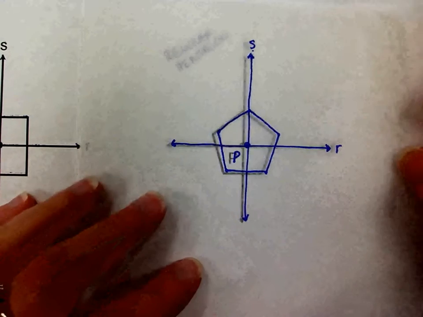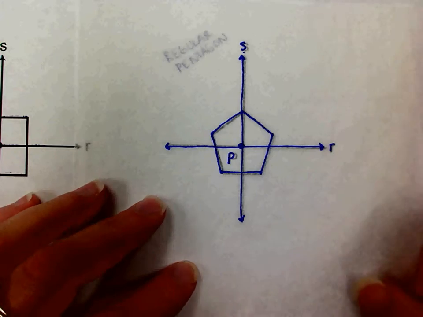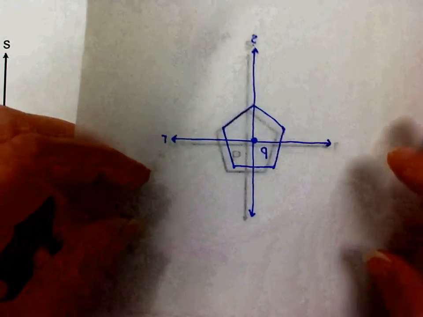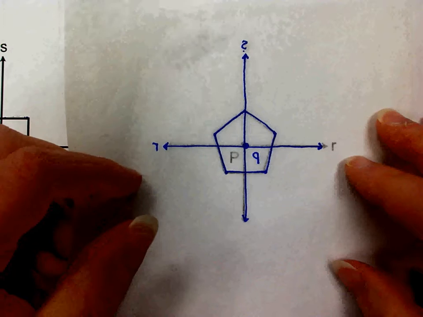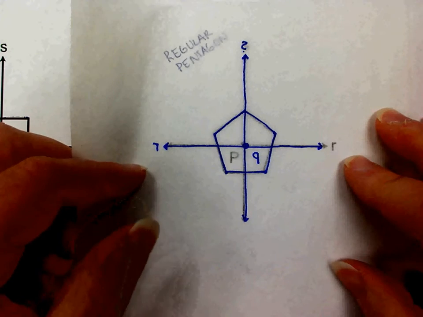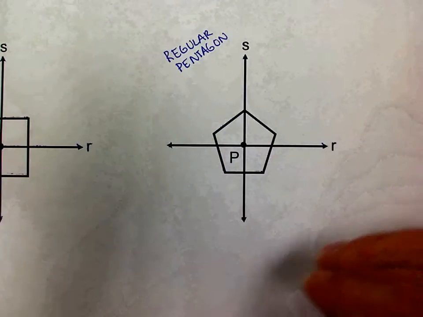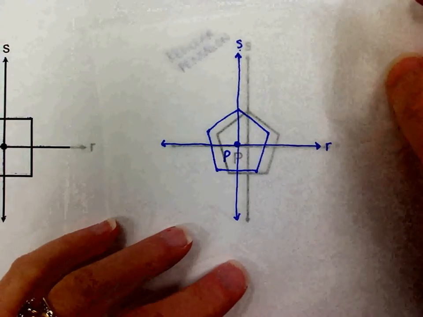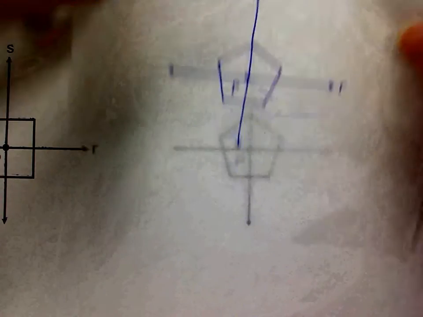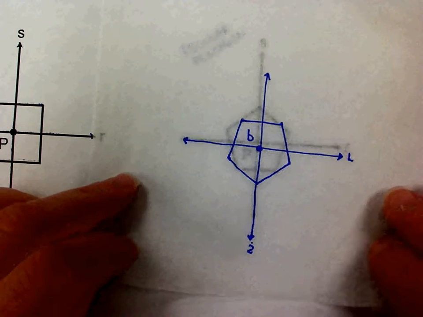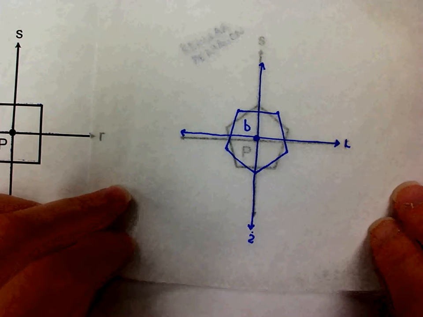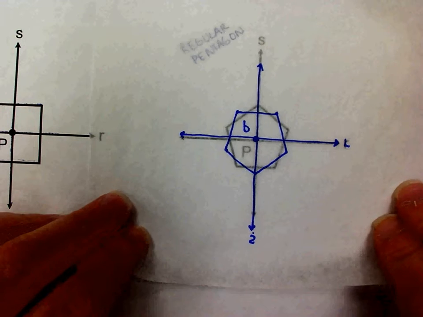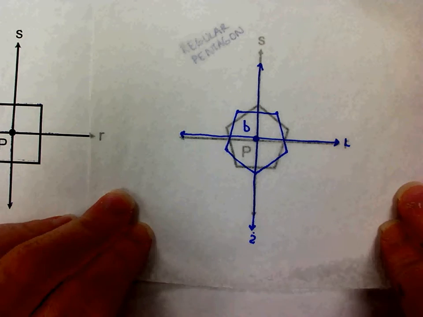If I reflect this figure over S, it would look this way. It looks exactly like it did to begin with. So reflecting over S would be one way to transform it onto itself. If we reflect across R, I flip the paper this way. Does it look like the pentagon did to begin with? No. So in this case, a reflection across line R would not work.